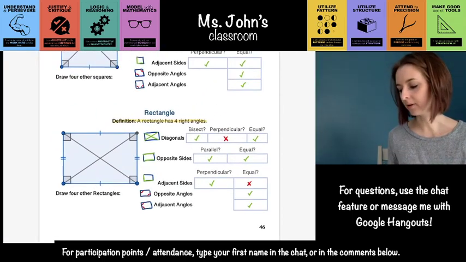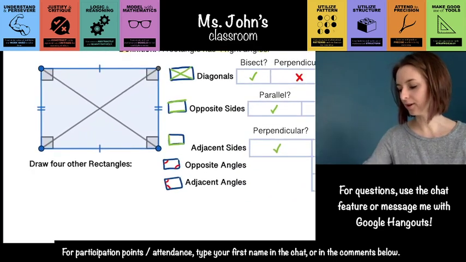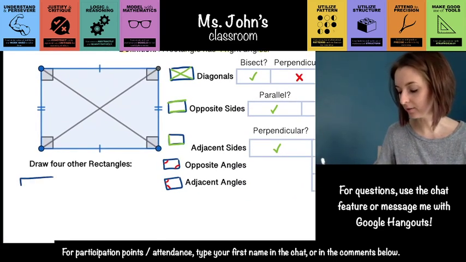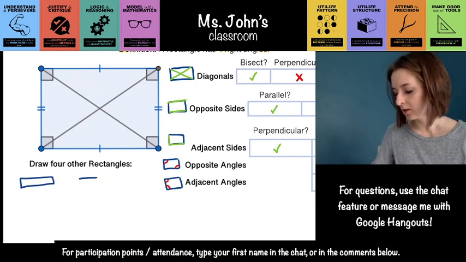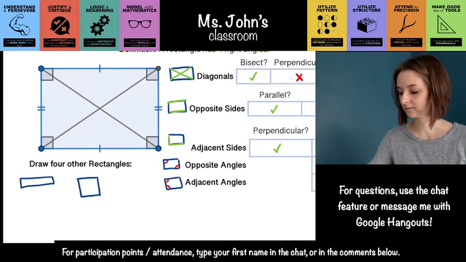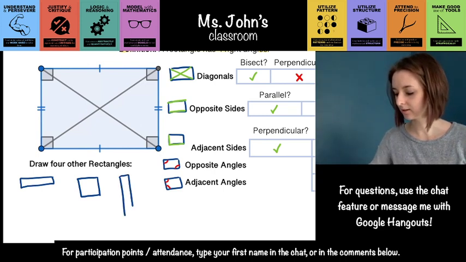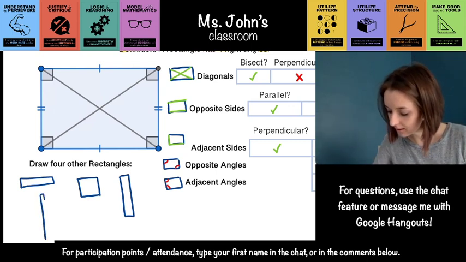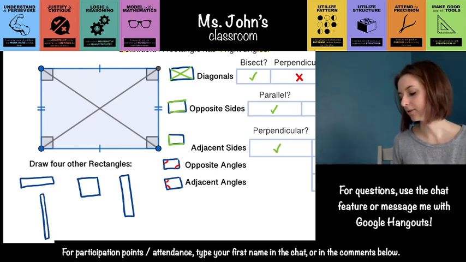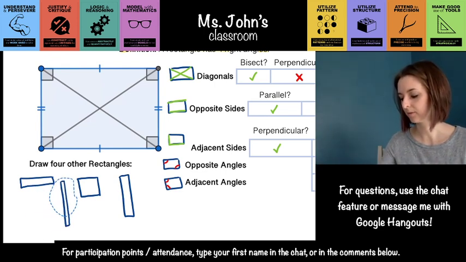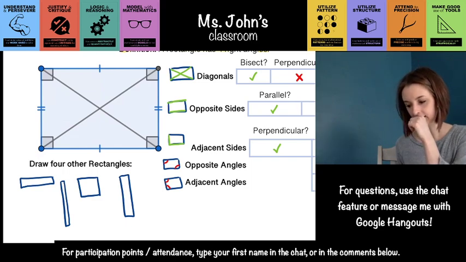There are these little prompts on the bottom that I think I will do now. I forgot that these were here, but you can draw 4 other rectangles. So one of my rectangles is going to be a square, one of them is going to be a really long rectangle. Here's a really tall rectangle. We're going to go really extreme here. Here's another rectangle. Of course, those are not perfect drawings, but it's good.